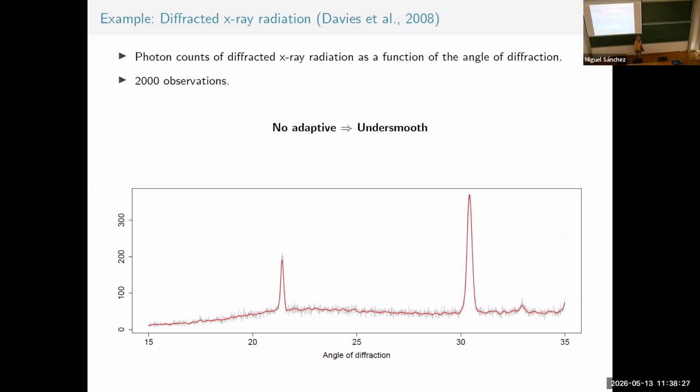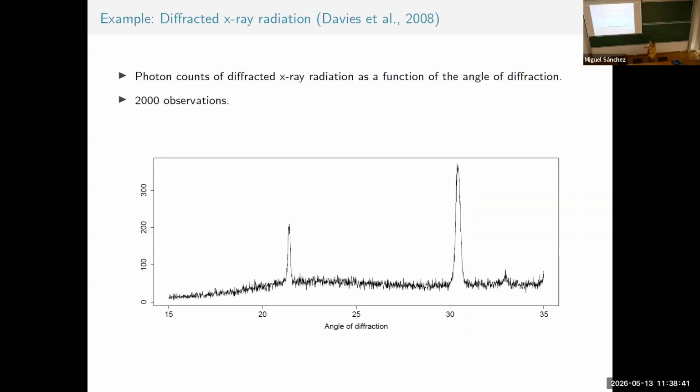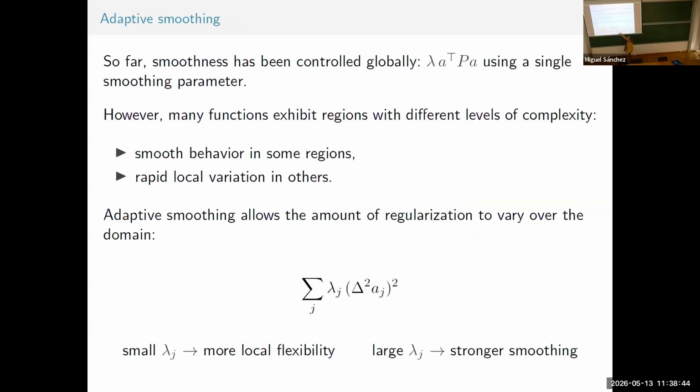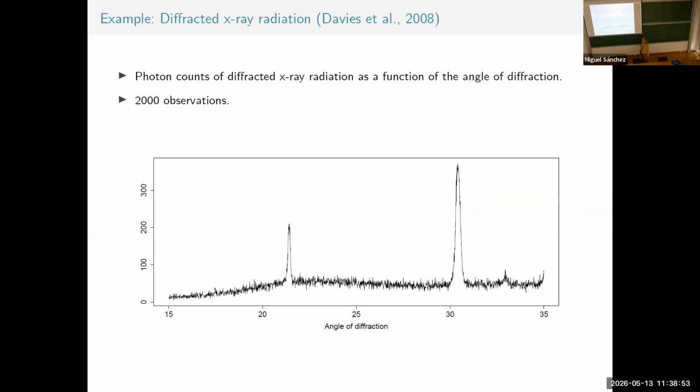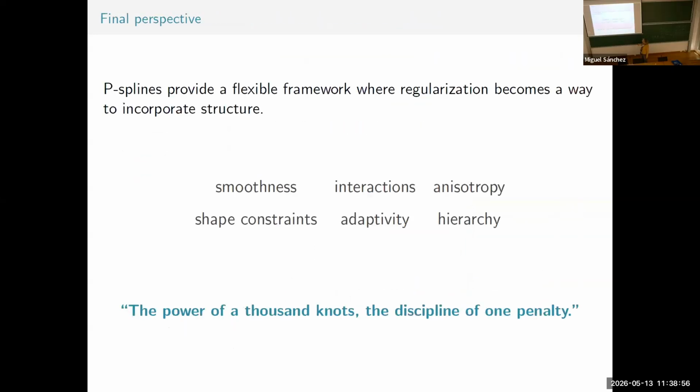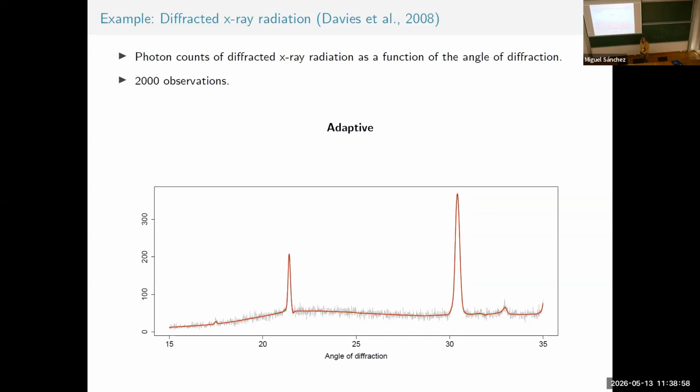So what can you do? Instead of having one lambda that controls the difference between the coefficients, you can have one lambda for each difference between the coefficients. So you have the sum of a lot of penalties. You adapt your smoothness as you move along, and then you get something like this, which is what you would expect.